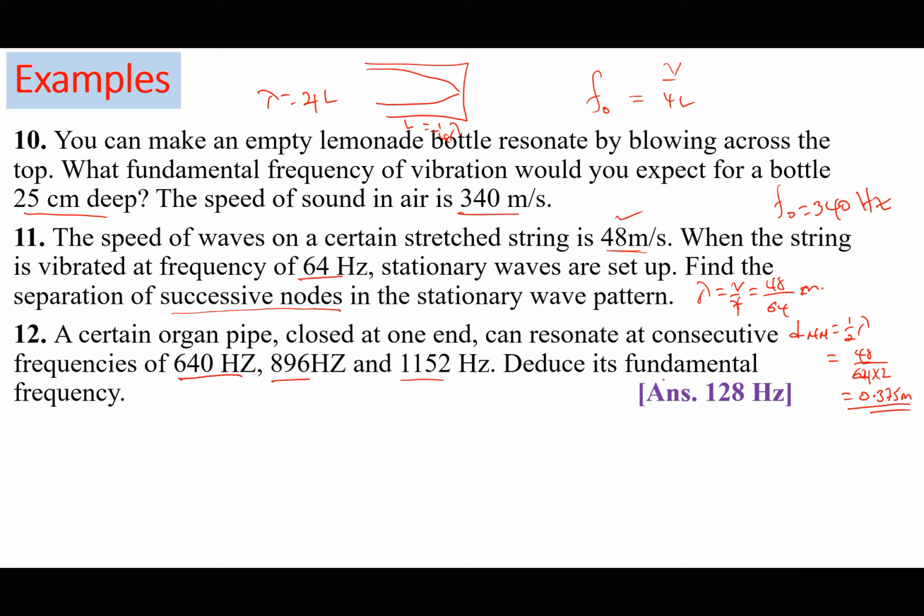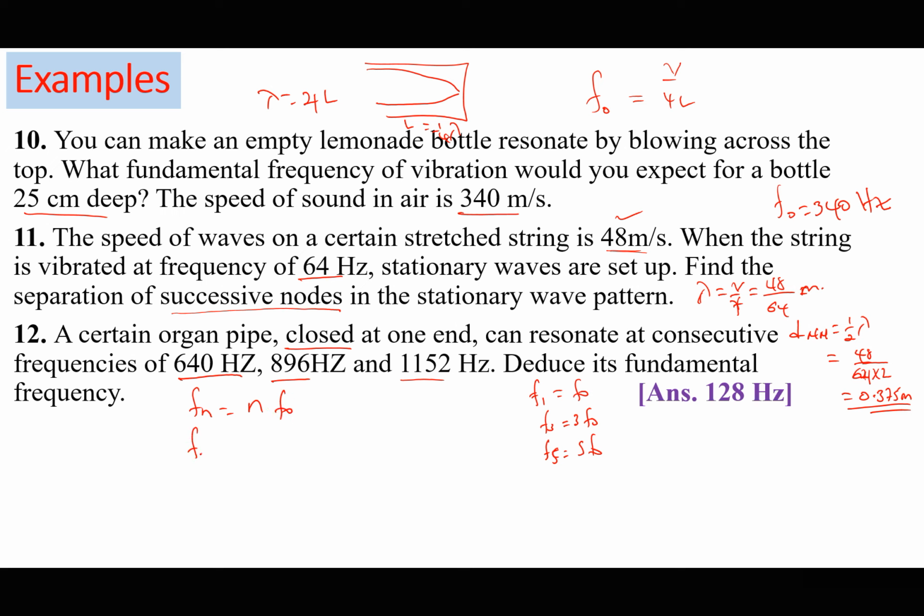A certain organ pipe closed at one end can resonate at consecutive frequencies 640 Hz, 896 Hz, and 1152 Hz. Deduce its fundamental frequency. So it is closed at one end, and these are consecutive. That means one to the next. So of course we know that for odd harmonics they differ by 2, because if the first one is F1 equals F naught, the next one is F3 equals 3 times F naught, F5 equals 5 times F naught.